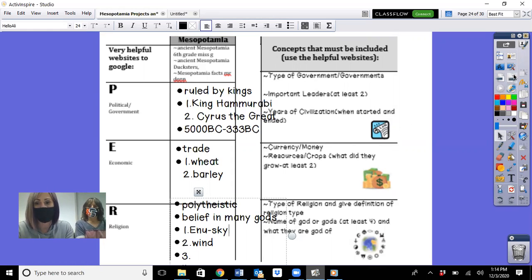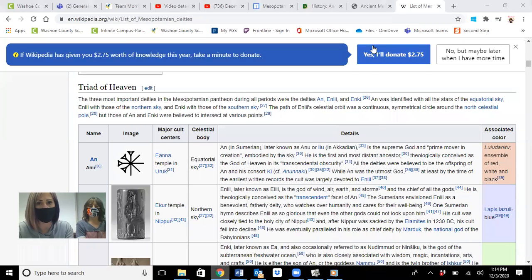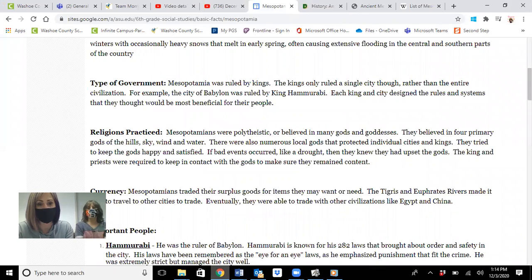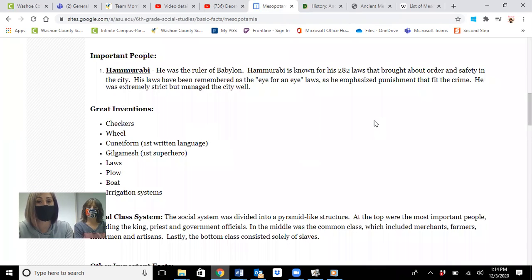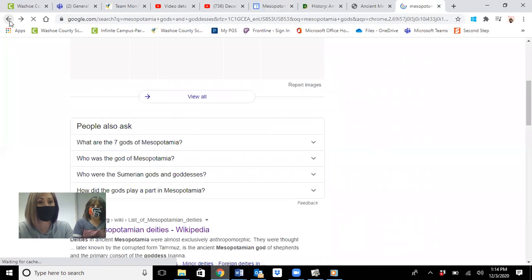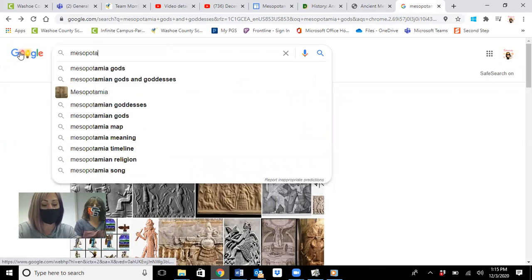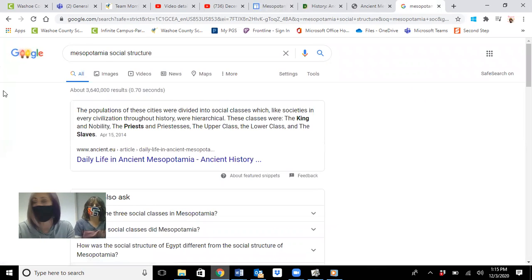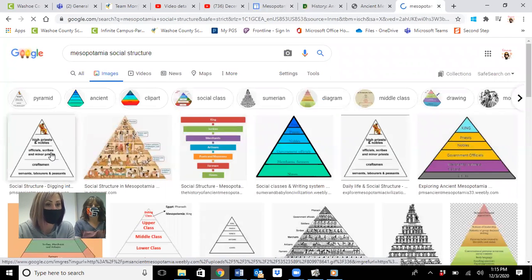All right, so social class. This is the one that kids always get a little tricked up on, and I'm not exactly sure why. Because basically all of the social classes in the ancient civilizations were set up like a triangle. So that's one thing I do suggest Googling separately: you can just put in Google Mesopotamia social structure. That's it. And then we have these images. And so this is what the social structure is going to look like.